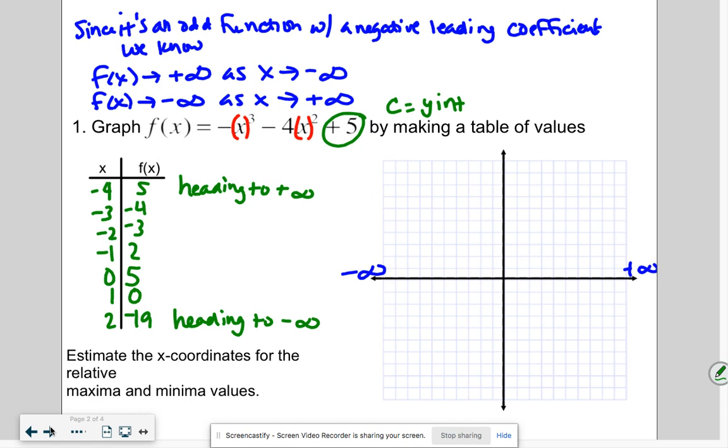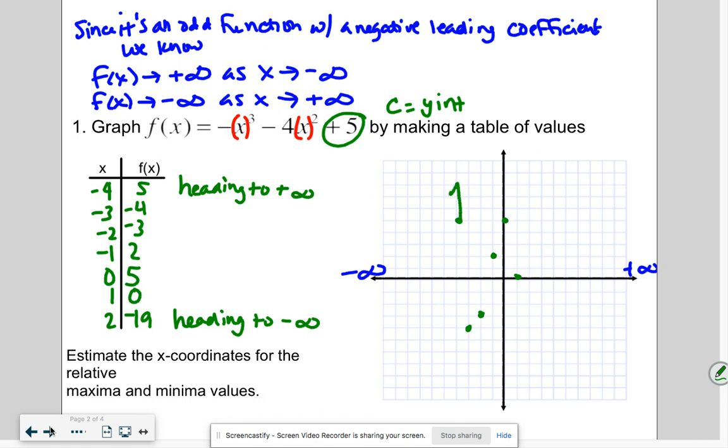So now I plot these points. I have negative 4, 5. And I have negative 3, negative 4. And I have negative 2, negative 3. Negative 1, 2. 0, 5. 1, 0. And then 2, I can't graph that. So I have enough points, and so I'll go ahead and graph.